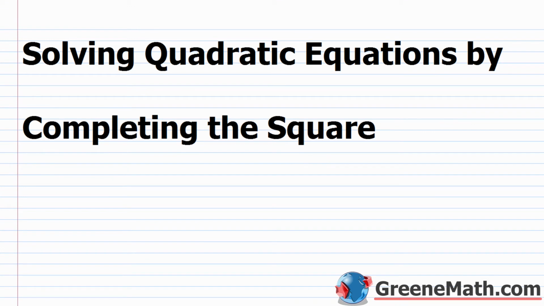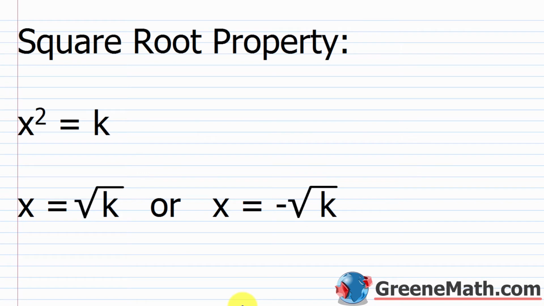In this lesson, we want to review solving quadratic equations by completing the square. So in our last lesson, we talked about the square root property. We said that if we had a variable like x that was squared, and it was set equal to some number, let's just call it k, then our solutions for this equation, we could say that x is equal to the principal square root of k, or x is equal to the negative square root of k. And we can abbreviate this and say that x is equal to plus or minus the square root of k.